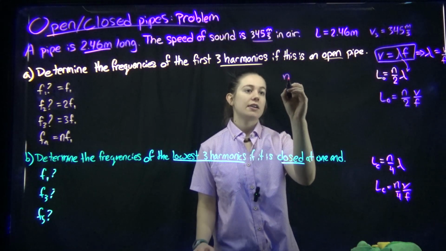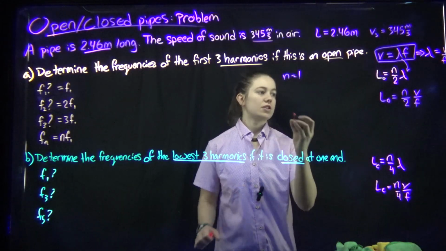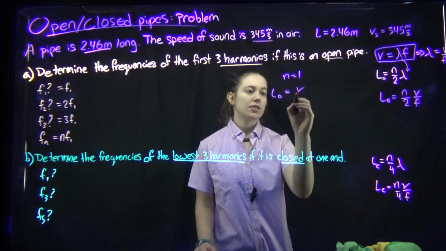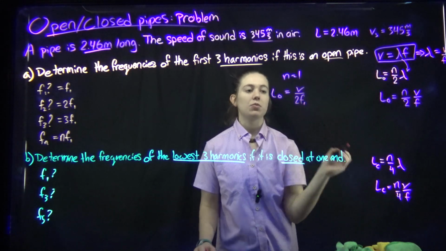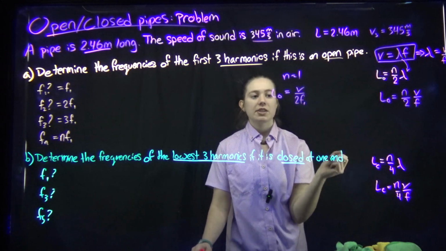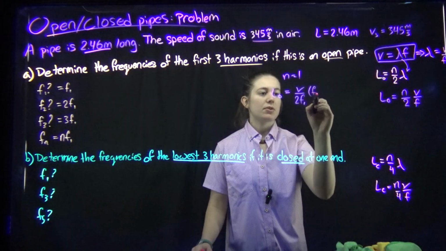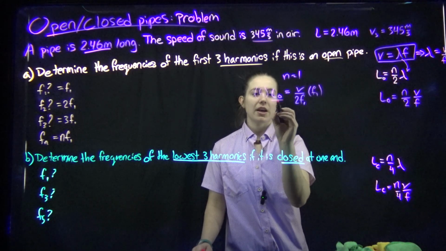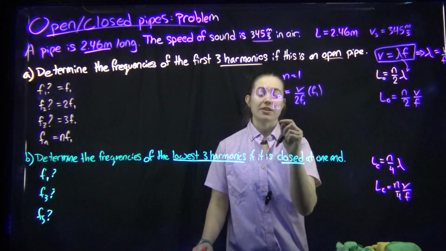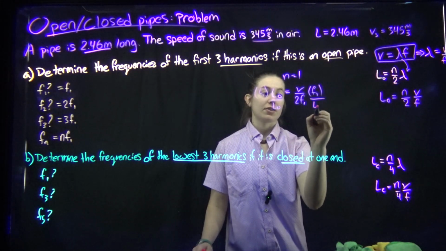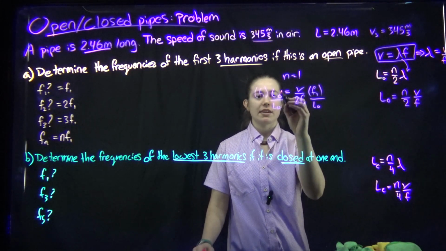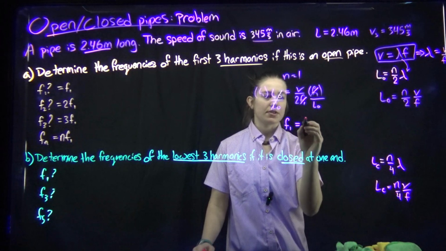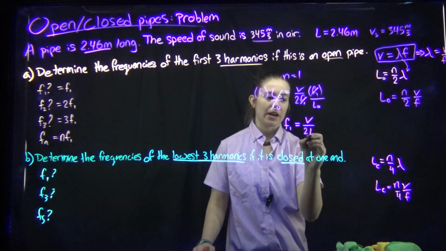So let's say n is 1, so we have L equals v over 2f1. If we rearrange this to solve for f1, we're going to multiply both sides by f1, and we're going to divide both sides by L, the open pipe length, and that's going to give us F1 is equal to V over 2L.